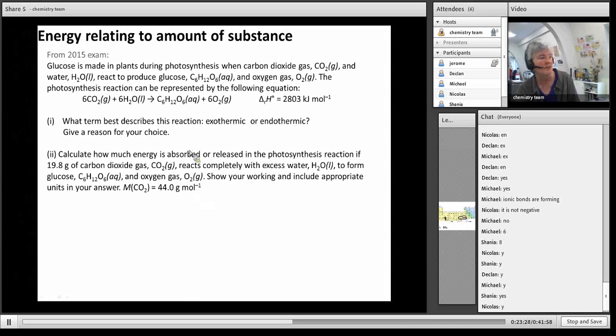So the first thing over here is, what term best describes this reaction? Exothermic or endothermic? So you will always get a question asking about this. What do you think it'll be? Exothermic or endothermic?